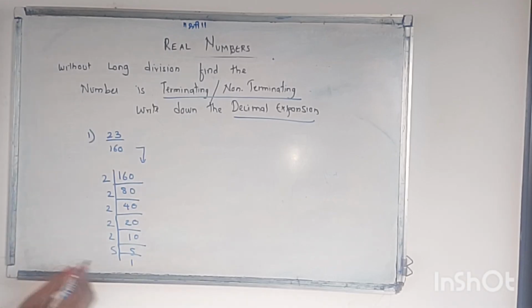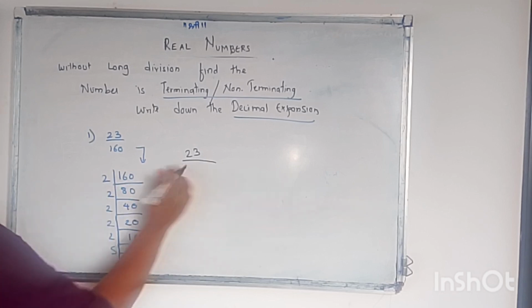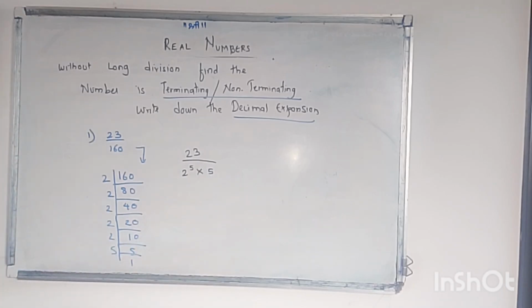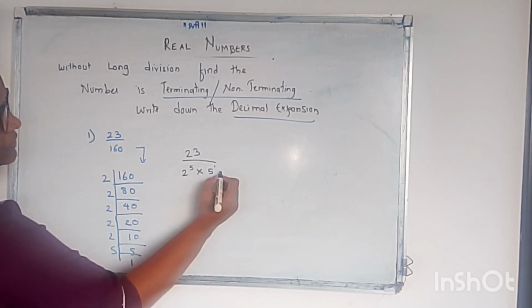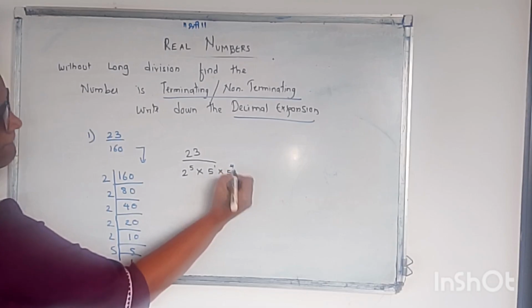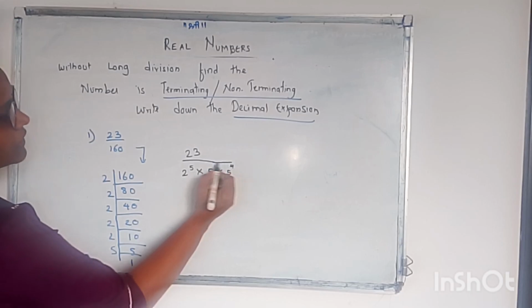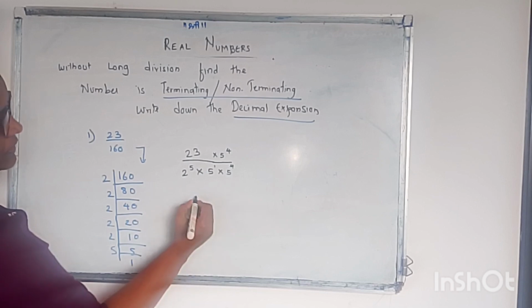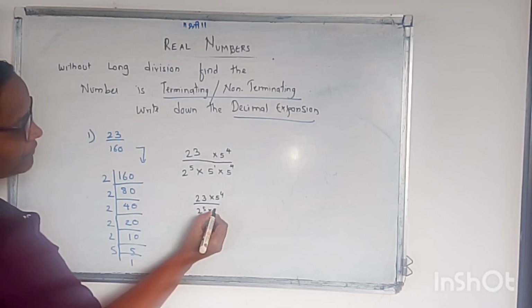So how to take the decimal expansion? Take the number, take the factors. So we have 2 raised to 5 and 5 raised to 1. So how many factors do we have? 2, we have 5 times. 5 we have only 1. So you have to make it 5 times, so 4 more. Whichever number you are multiplying in the denominator, you have to multiply it to the numerator also. Okay, so 23 into 5 raised to 4 upon 2 raised to 5 and 5 raised to 5.